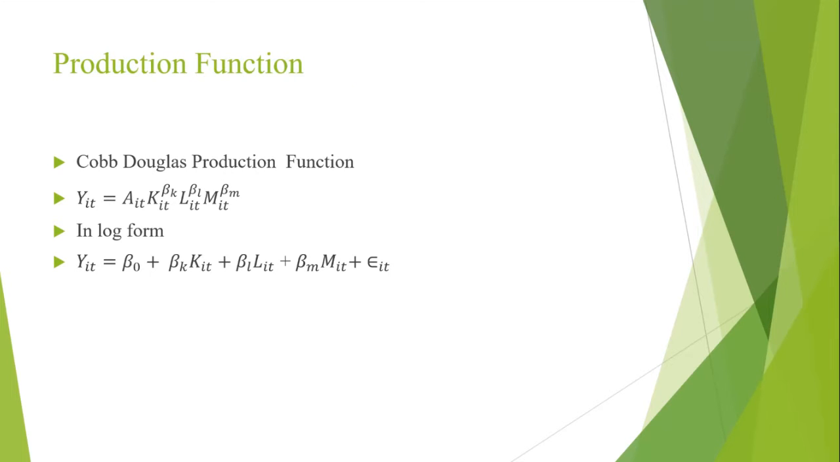What we are taking in our study is the Cobb-Douglas production function, which is a simple production function where Y_it is output, A_it is total factor productivity or technical change, K is capital, L is labor, and M is other inputs. We take the log form here. Beta naught is the mean efficiency of firms, and epsilon is the deviation from the mean efficiency of firms.